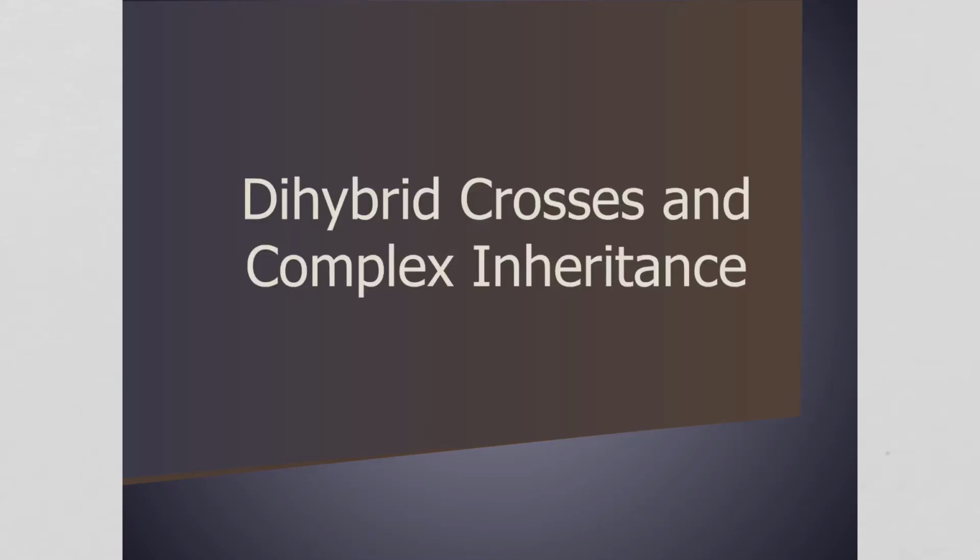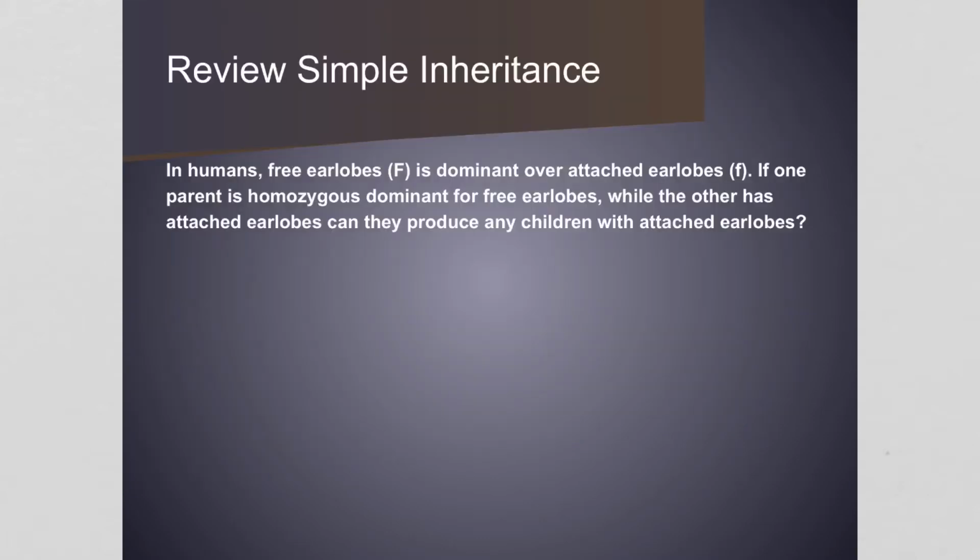This is a follow-up lesson to the first lesson on Mendelian genetics, which covered basic monohybrid crosses and the associated vocabulary. This will build on that with a quick review of a monohybrid cross, an explanation and a demo of a dihybrid cross, and then some examples of complex inheritance. So first, a review of simple inheritance with a monohybrid cross.